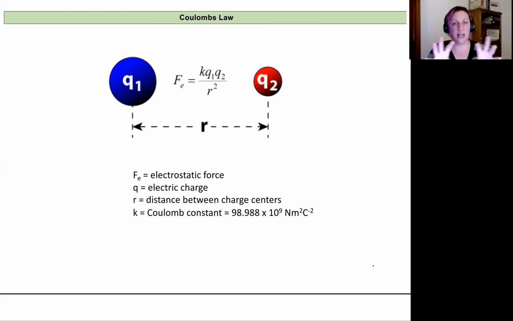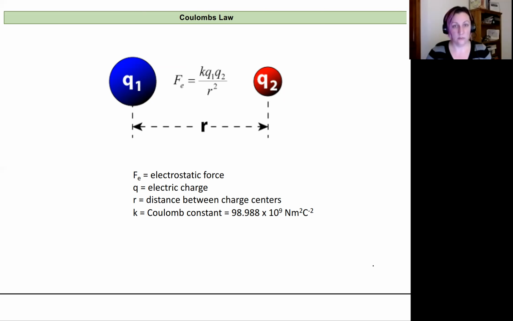But so that can increase that force or decrease it, but also the distance increases or decreases that force. So you'll notice Coulomb's law has an R, which is that distance between charge centers squared in the denominator. And so as we separate these two charges that are opposite, that electrostatic force decreases. And as they come closer together, it increases.